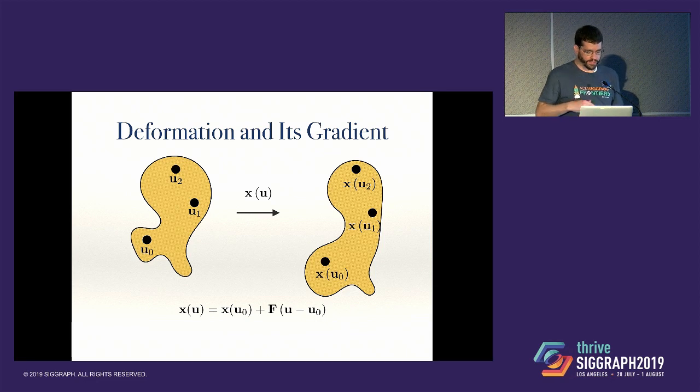And so we can write this deformation function, x of u, as x of u0 plus F times u minus u0, where F is a linear function. It's typically a linear function. If we take the gradient of this deformation function, we get the partial derivative of x with respect to u, and this is just F. And so we call F the deformation gradient.